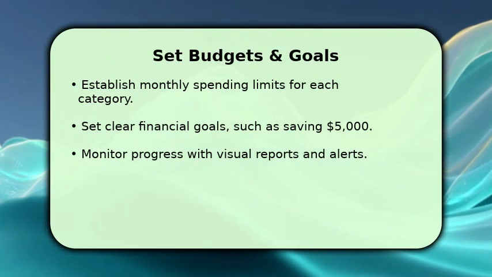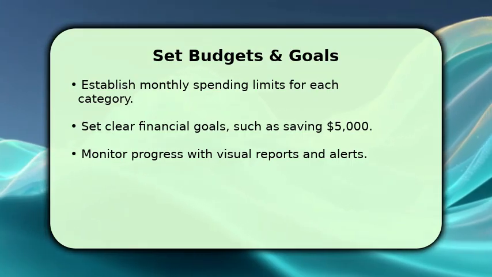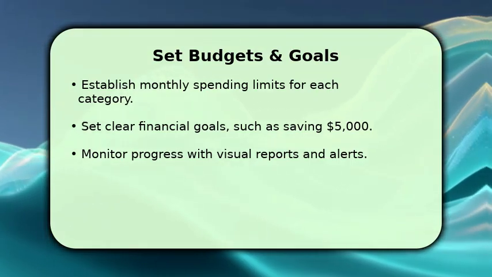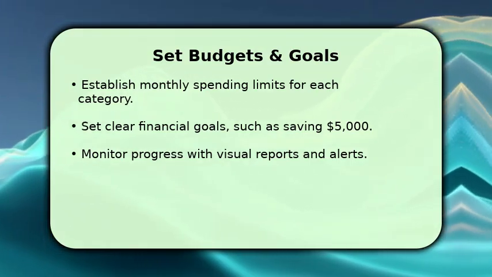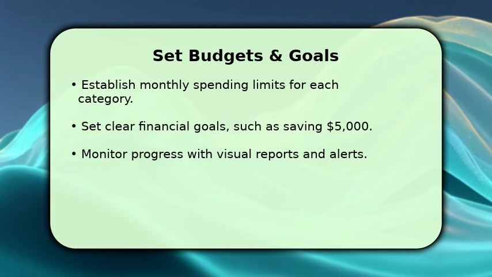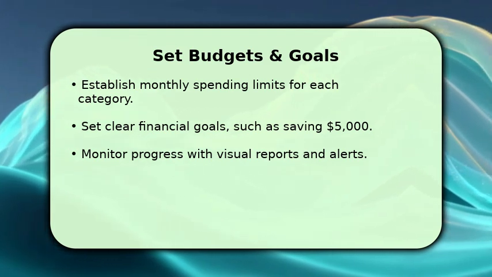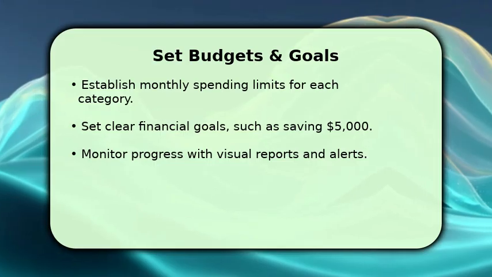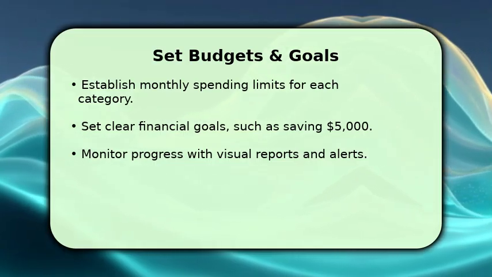Now, let's set your budget. Assign a specific spending limit to each category based on your income and financial goals. For example, you might allocate $500 for groceries. Define clear financial goals, like saving for a down payment or paying off debt.